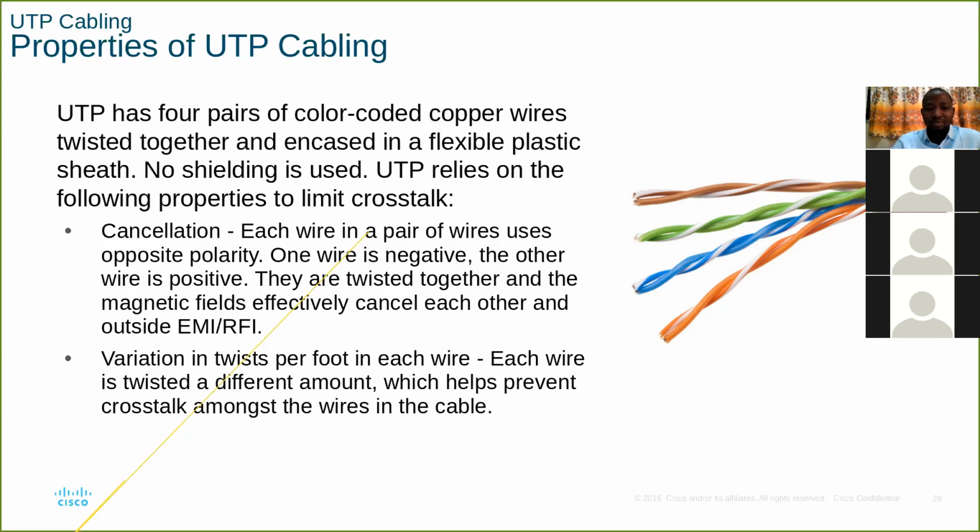Variation in twist in each wire. Each wire is twisted a different amount. Let's say per meter, you have a number of twists that can happen. This helps to prevent crosstalk among the wires in the cables. If you look at some cables, they are more twisted than others. But this twisting helps a lot in trying to minimize crosstalk and EMIs.